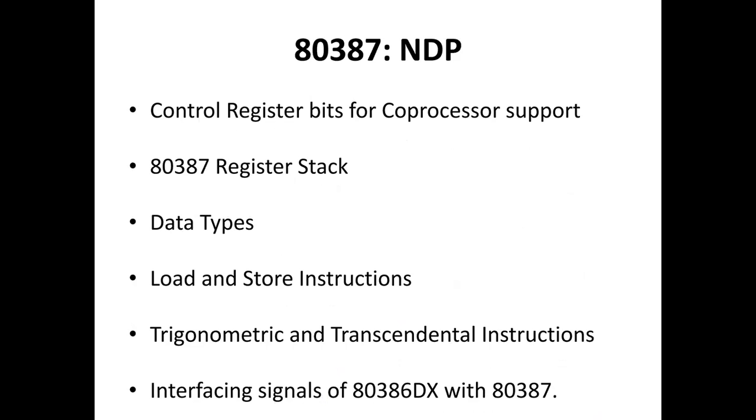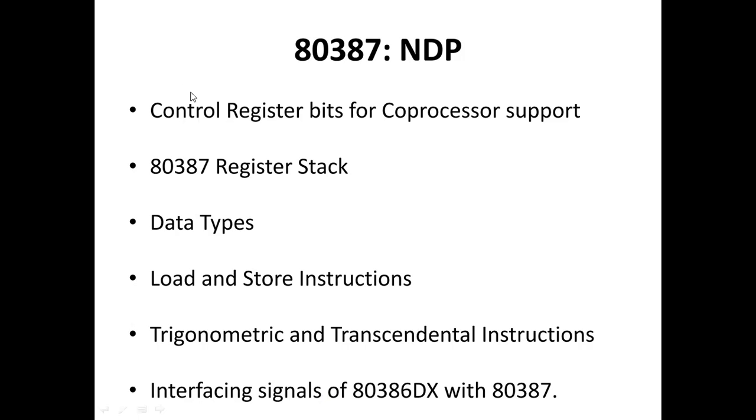The 80387 NDP, that is the numeric data processor, we can say the 387 coprocessor. The control bits for the coprocessor are supported. The coprocessor is nothing but the NDP for the 386. The coprocessor is the 80387. The 80387 consists of the register stack, the register tag, data types, load and store instructions, trigonometric and transcendental instructions, and interfacing signals. These are the control bus register bits the coprocessor supports.